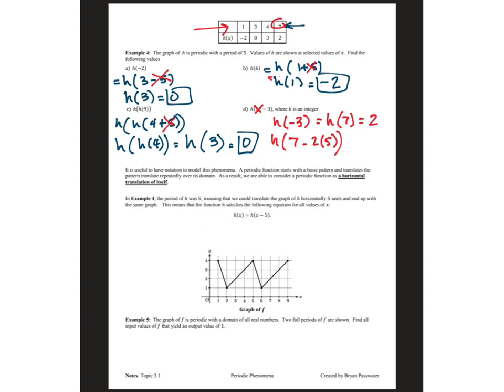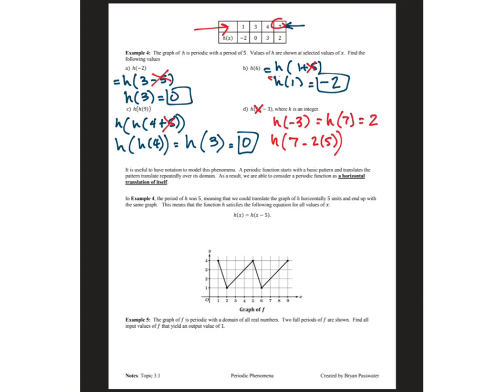It says it's useful to have notation to model this phenomenon. A periodic function starts with a basic pattern and translates the pattern repeatedly over its domain. As a result, we're able to consider a periodic function as a horizontal translation of itself. That makes sense. I take a function, I move it, I move it, I move it. It's almost a tessellation. Did y'all work tessellations in geometry? It kind of feels like that.